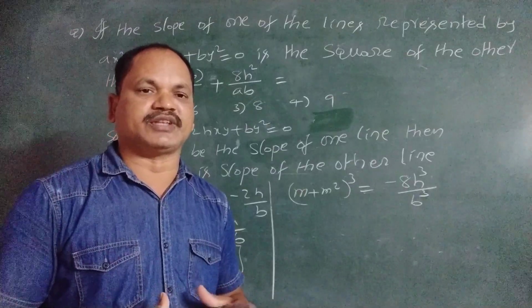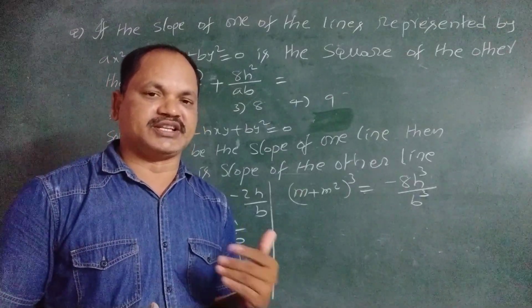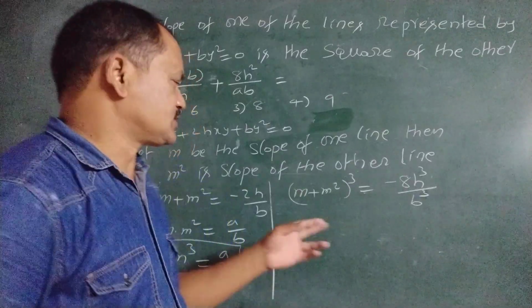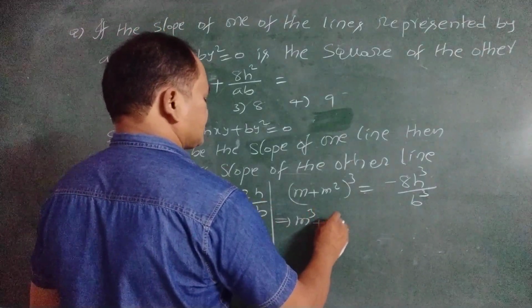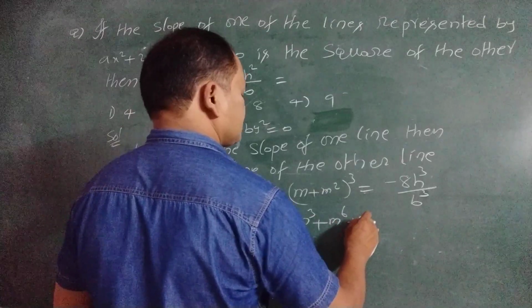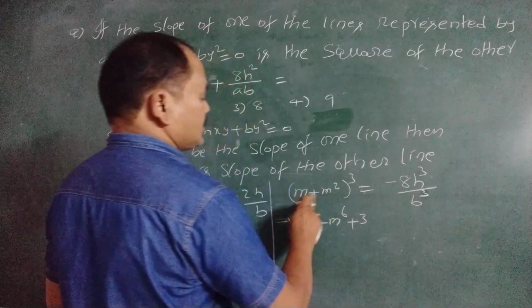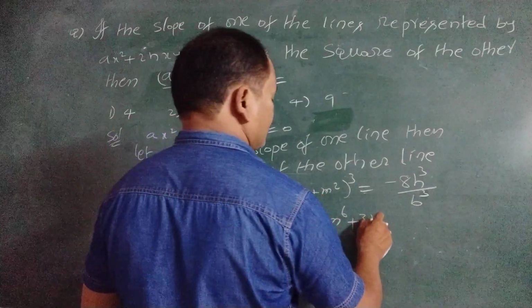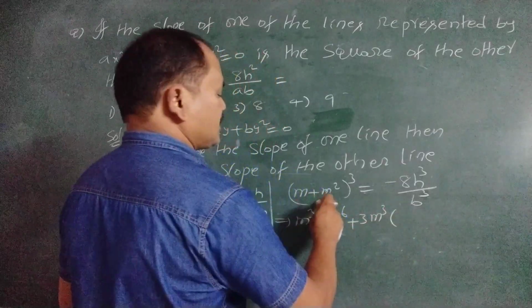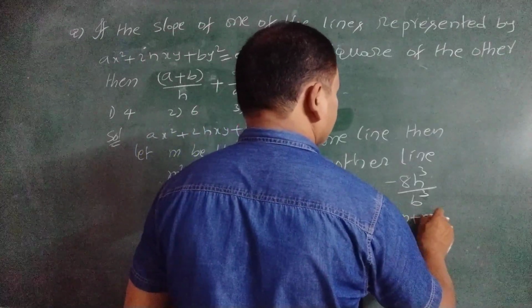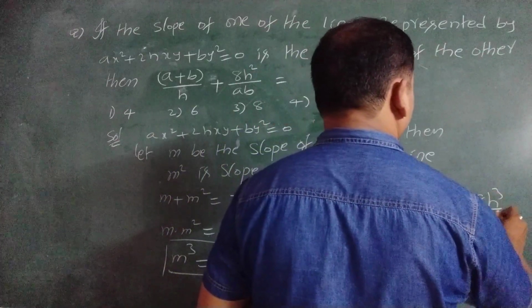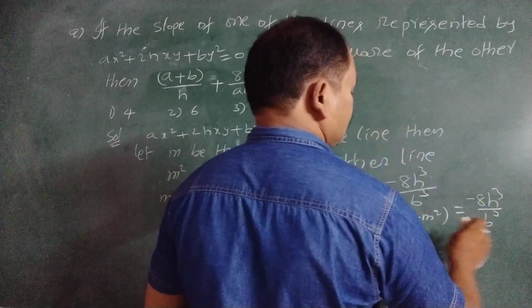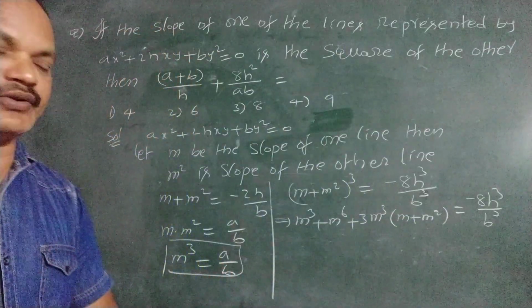(a + b) whole cube, that is a cube plus b cube plus 3ab times (a + b). Like that, that is m cube plus m power 6 plus 3 times of ab, m into m square, m cube into (a + b). That is m plus m square is equal to minus 8h cube by b cube.